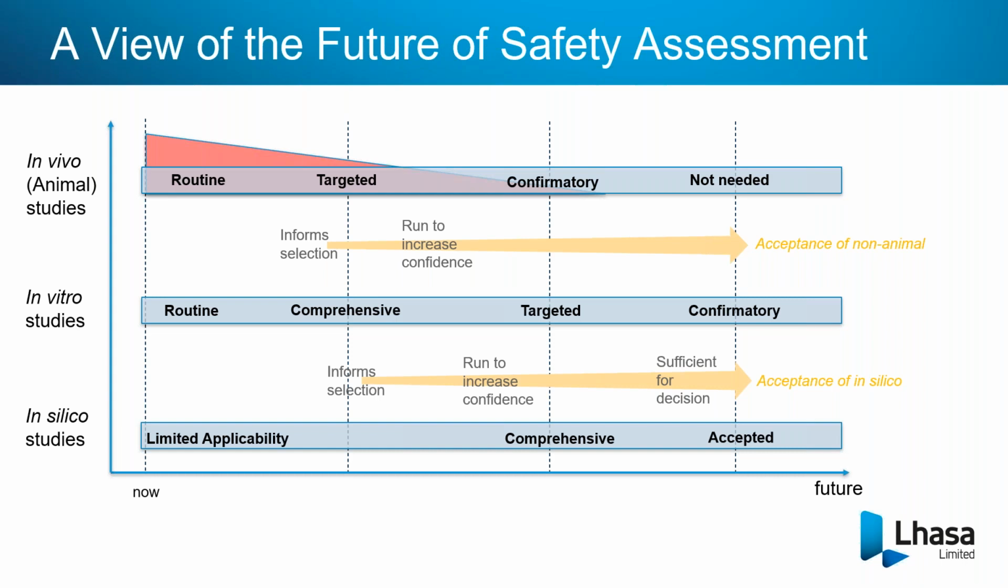So in vivo studies will only be required when outcomes in alternatives are unclear, or just used in a targeted or confirmatory manner. So eventually, we might get to a point where animal testing is not required for any substance at all. And with the development of highly predictive and more sophisticated computer technologies, the need for in vitro testing would potentially also decrease.